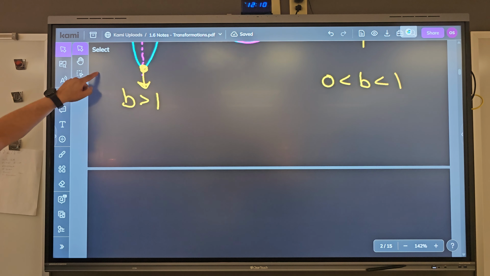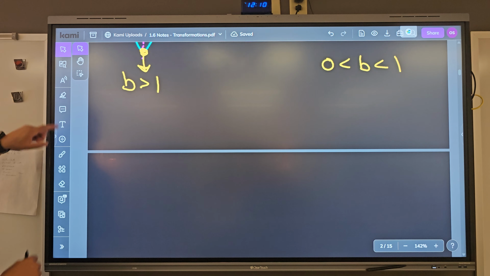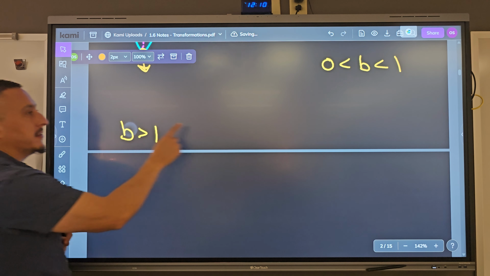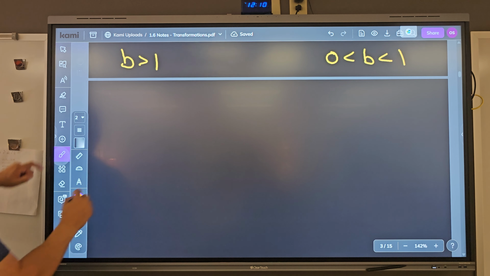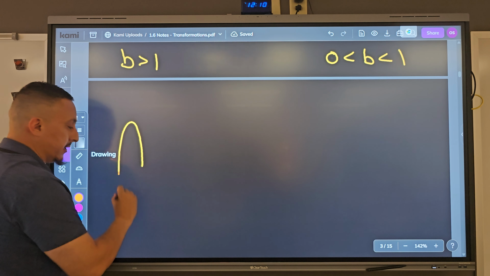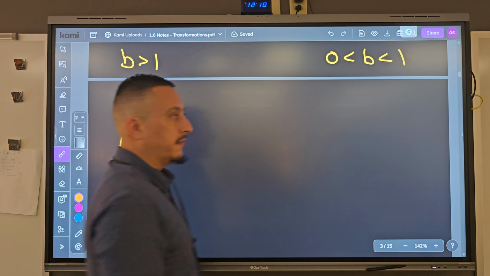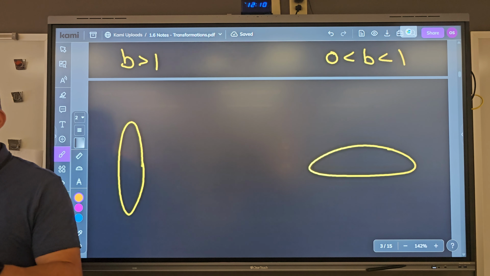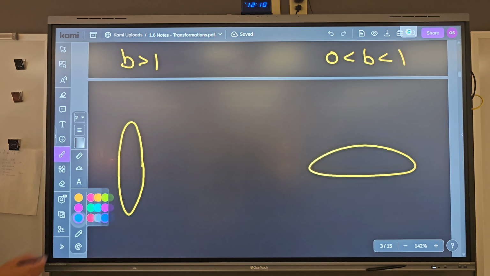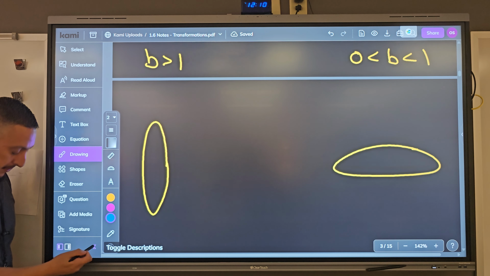Okay, let's move to the b. The b's always the harder one. So remember, let's get these down. The only part you need to remember is if it's greater than 1, it looks like this. If it's between 0 and 1, it looks like that. And this is the last part, guys. Okay? You just gotta play along with me.